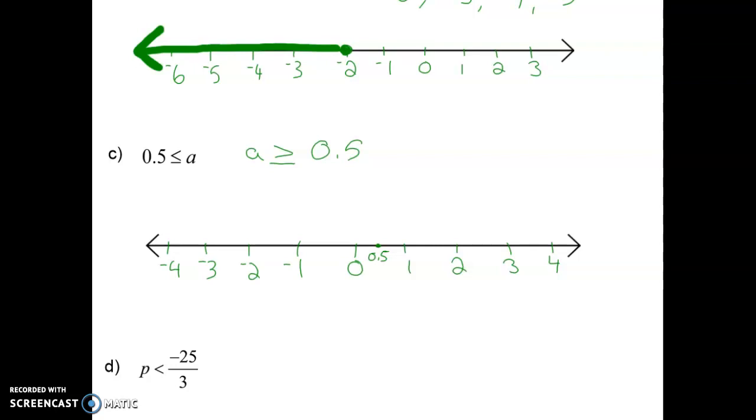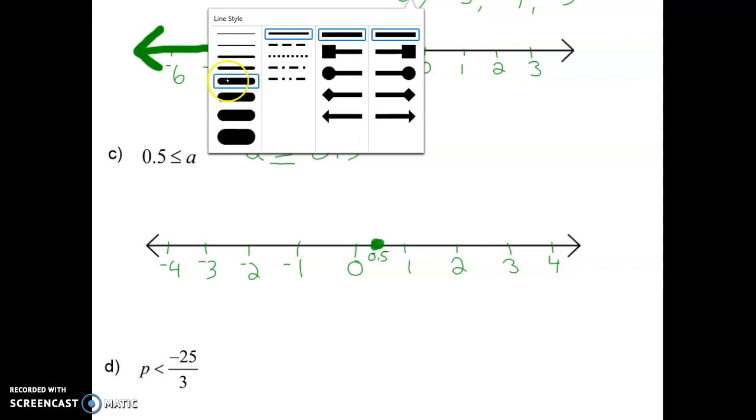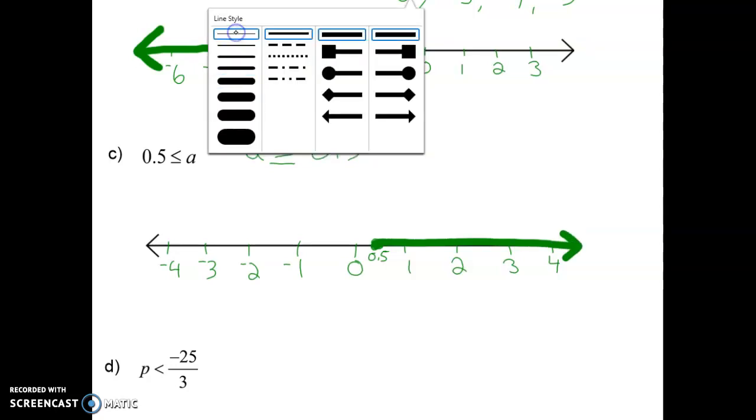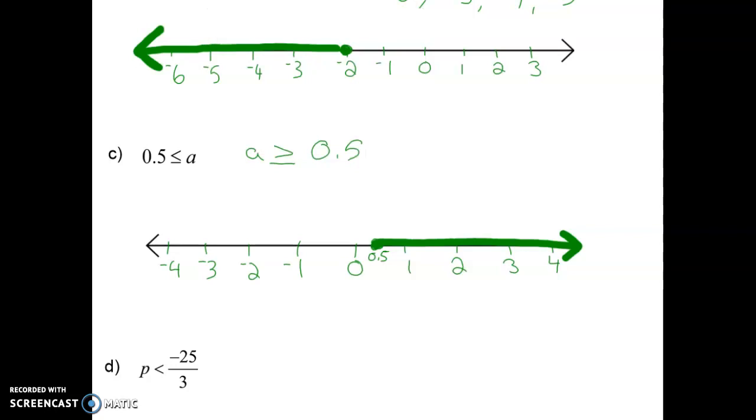Now this time I know that A is greater than or equal to 0.5, so I'm going to shade it in with a solid dot. And it's greater than, so I'm going to shade to the right. And I'll include the end of my arrow. 4 numbers that satisfy this then could be numbers like 1, 2, 3, and 4.